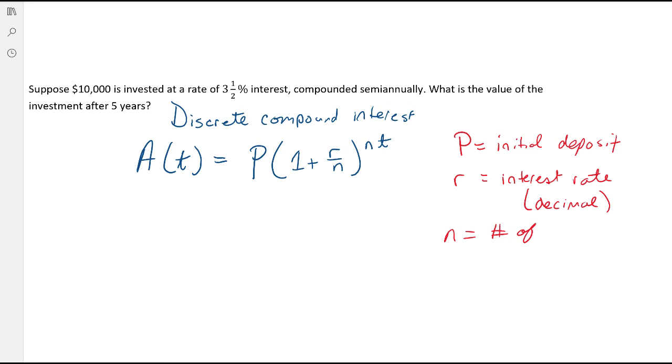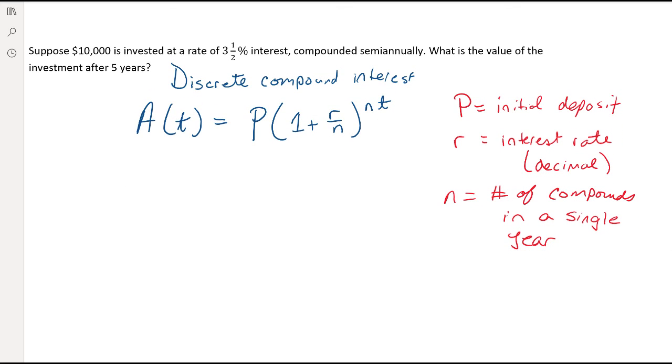N is the number of compounds in a single year. So what is a compound? A compound is just how many times do they calculate the interest on your investment within a year. So semi-annually means we're going to calculate interest twice a year, right? Quarterly means 4 times a year. Annually means 1 time a year. And daily means 365 days a year, not including a leap year. Okay, so N comes from how many times you want to compound in a year.